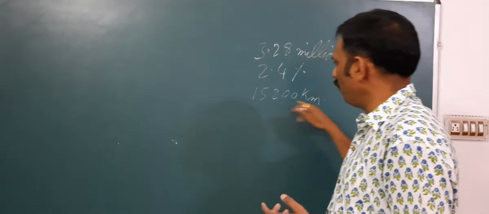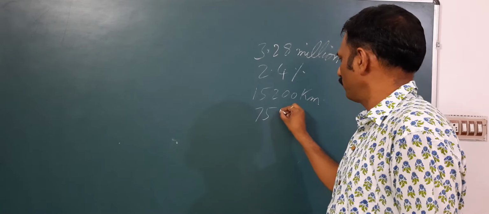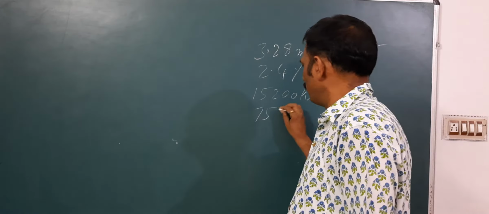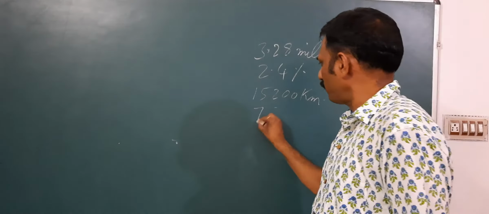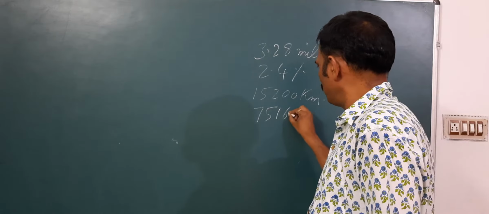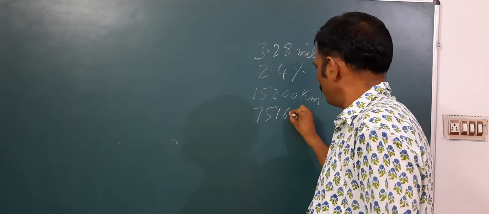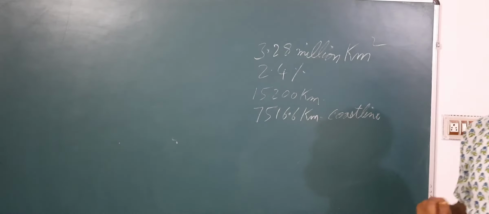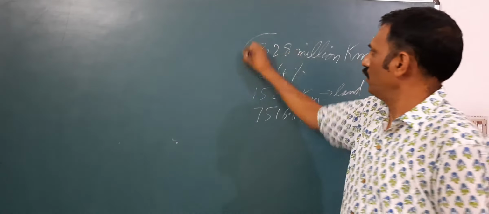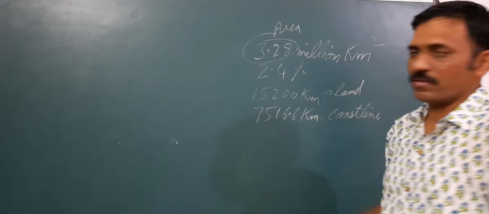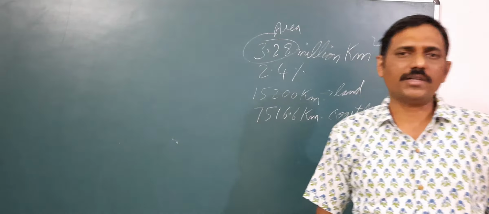If we talk about the coastline, it is 7,516.6 kilometer. 7,516.6 kilometer is the length of the coastline, which includes Andaman Nicobar and Lakshadweep islands also. This is the land boundary, and this is the total area. So these can be asked in one more question.